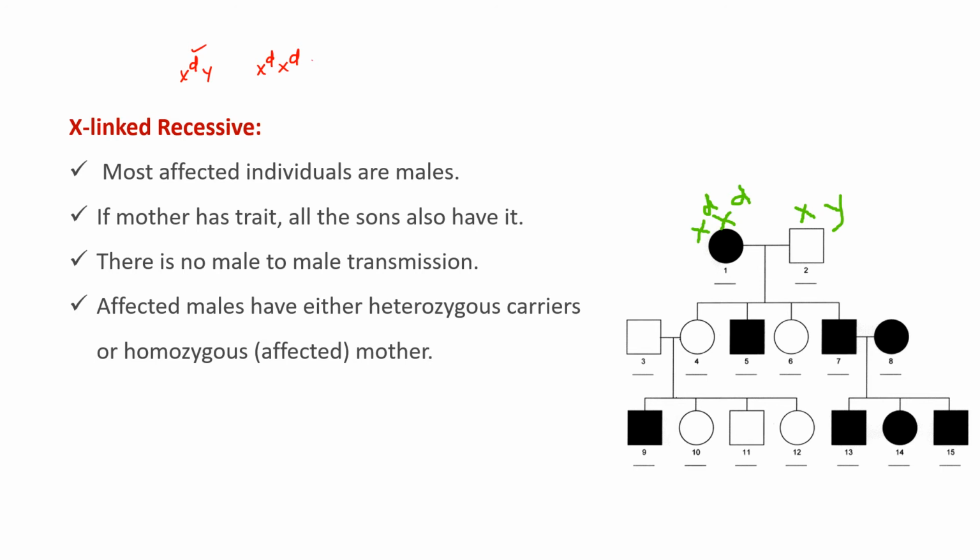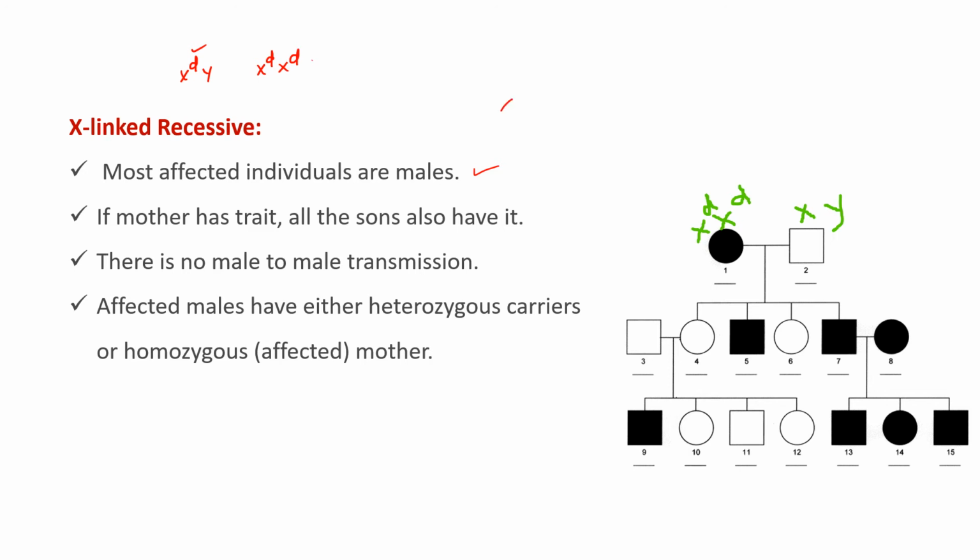So first condition is most affected individuals are males. Why? Because in males only one X chromosome is present. That's why only one allele is required to express. But in the case of females, 2 X chromosomes are present. That's why 2 recessive alleles are required to express. That's why most affected individuals are males. Next, if mother has trait, all the sons also have it.